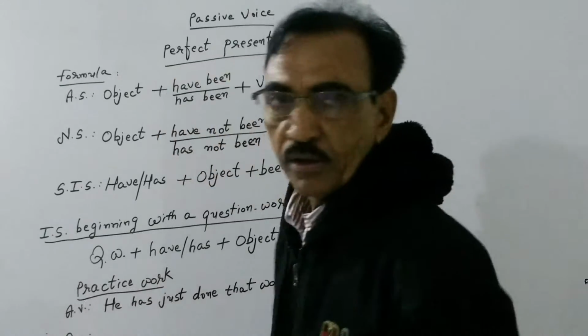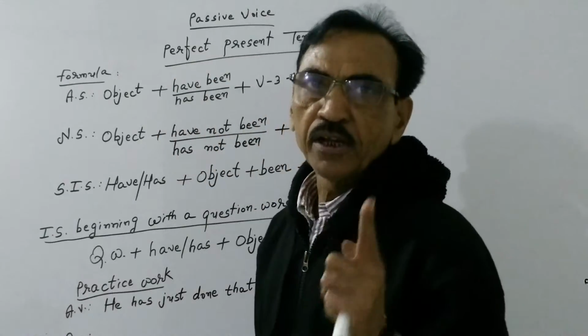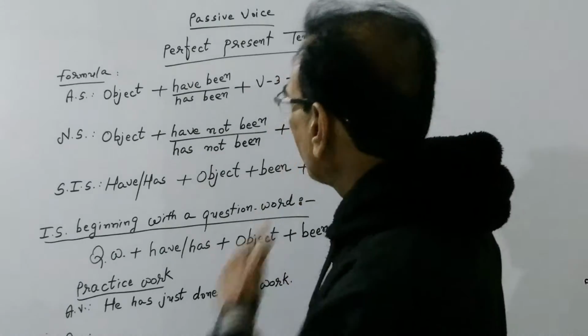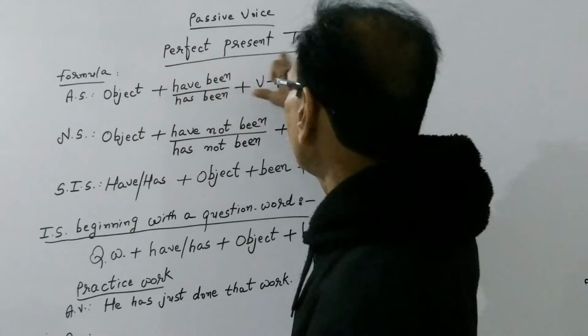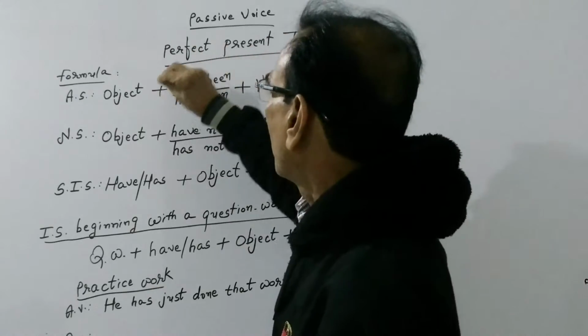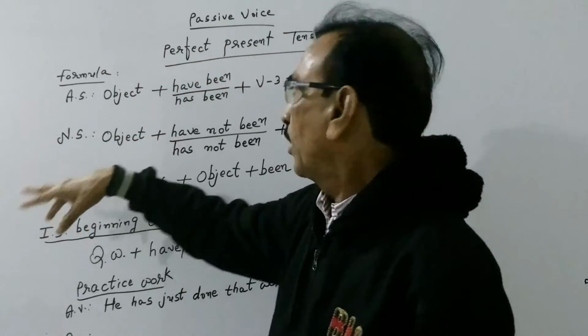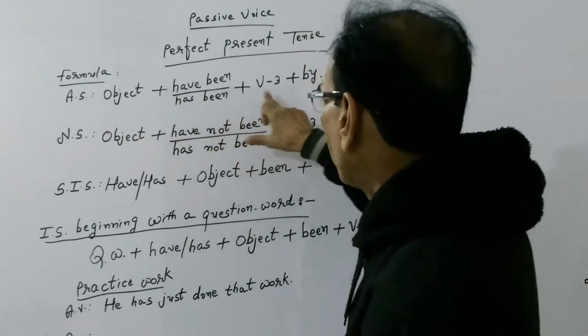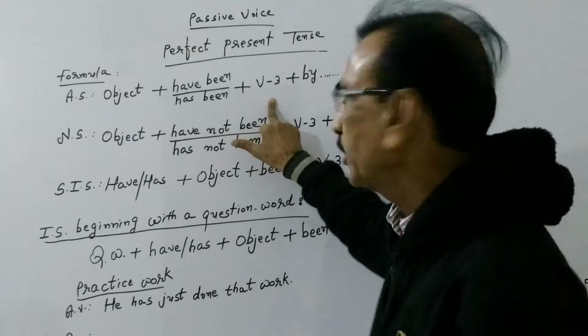So be with me. We are learning passive voice. Today we are going to learn perfect present tense. Here is the formula: object plus have been, has been plus past participle of the verb, or V3, plus by.